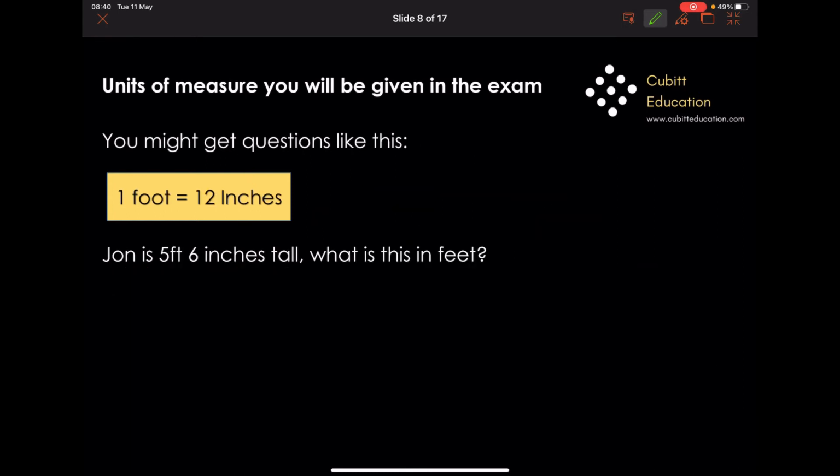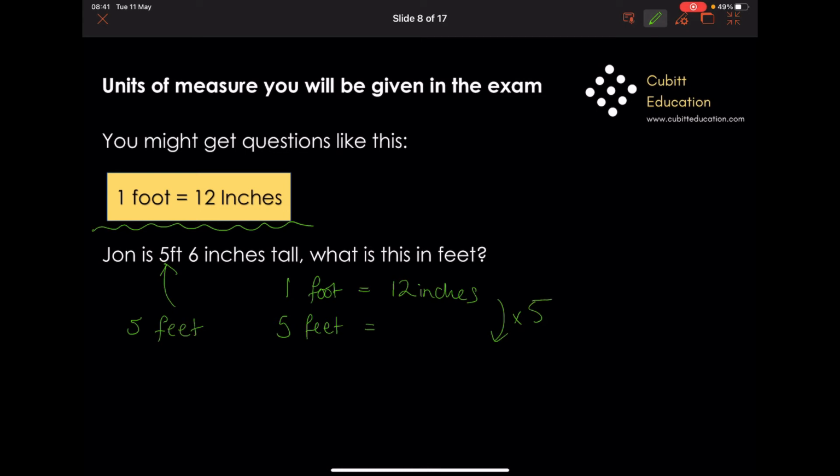You might get a question like this where it tells you that 1 foot equals 12 inches. Now, instead of using the conversion for this one, it would be quite easy to do this without. So it says that John is 5 foot 6 inches tall. What is this in inches? Okay. Well, it tells us here that 1 foot is 12 inches. We've already got 5 feet here. If 1 foot equals 12 inches, and I want to get to 5 feet, I just need to times this by 5.